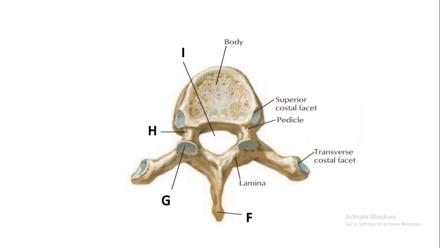Then E is just the lamina. Don't confuse the lamina with the pedicle. We can simply say the pedicle is between the body and the transverse costal facet. And then the lamina is between the transverse costal facet and the spinous process. So the spinous process and the transverse costal facet can help you to identify the lamina.